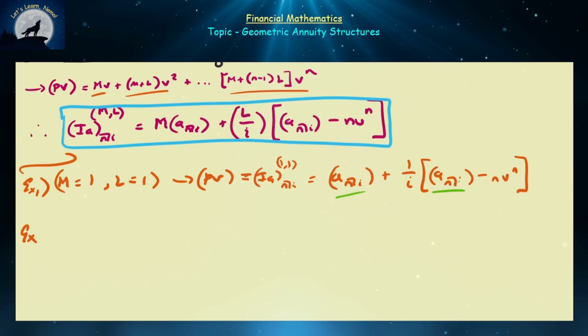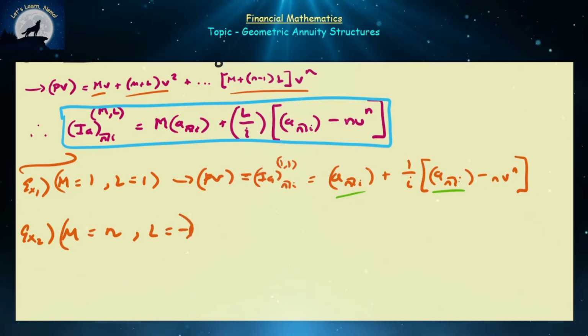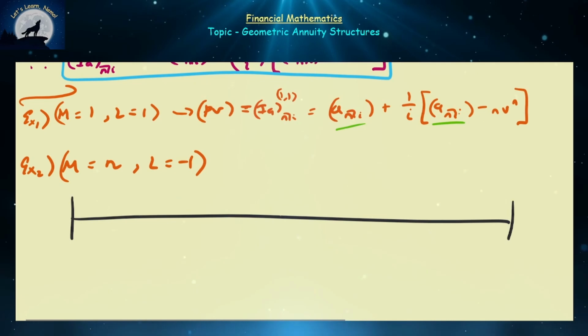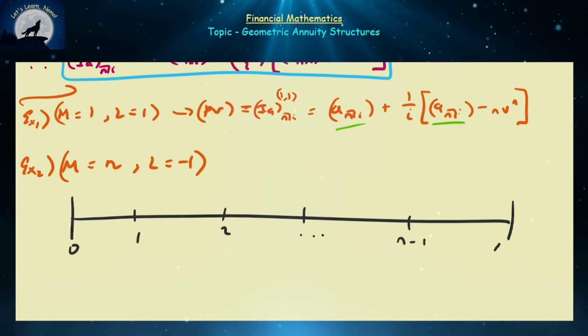But a different style of variation of this is where, for example, m is equal to, let's call it, say, little n, and where L is equal to minus 1. So instead of it increasing by each iteration, it actually decreases by a particular iteration. So if we look at a particular timeline, what would that actually look like? So we have 0, 1, 2, all the way down to n minus 1 and n.